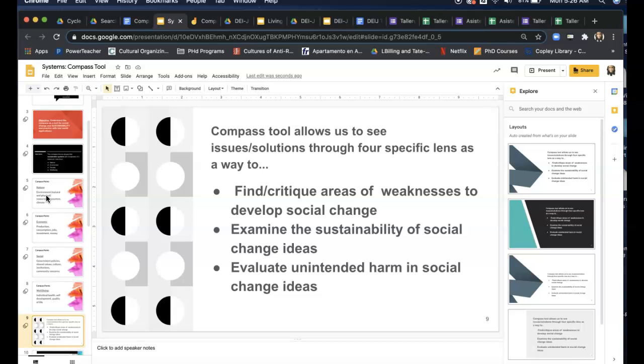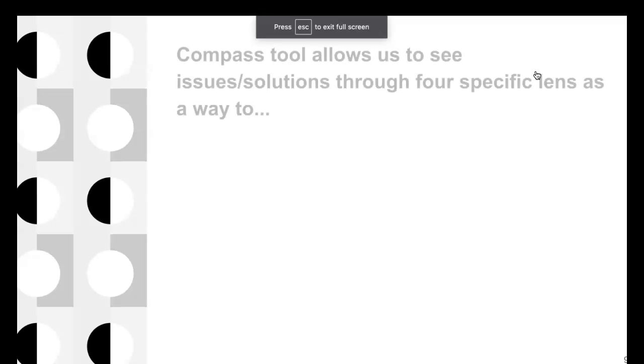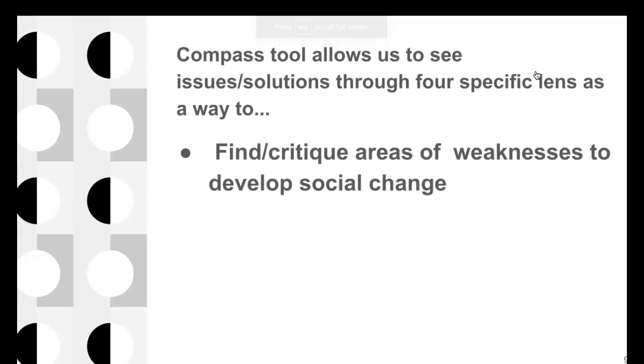That the purpose of this tool for us is going to be to find areas of weakness so that we can develop a social change. So one of the reasons we use this tool is that it allows us to look for areas that are weaker or that are creating unbalance. So that could be a place to look for where social change could happen.